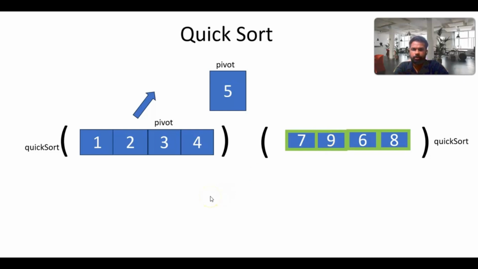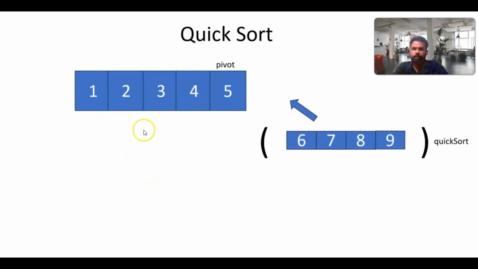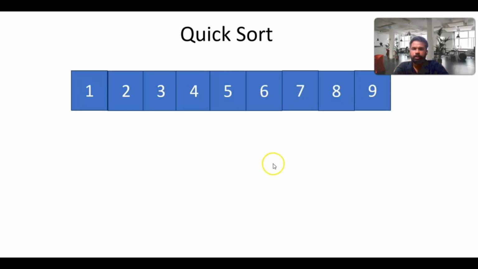So after we sort both the arrays, we can connect these two arrays back to the original array. So we connect this array with the pivot element 5, and then this sorted array goes to the right of the pivot element. Now we have sorted the array in ascending order.